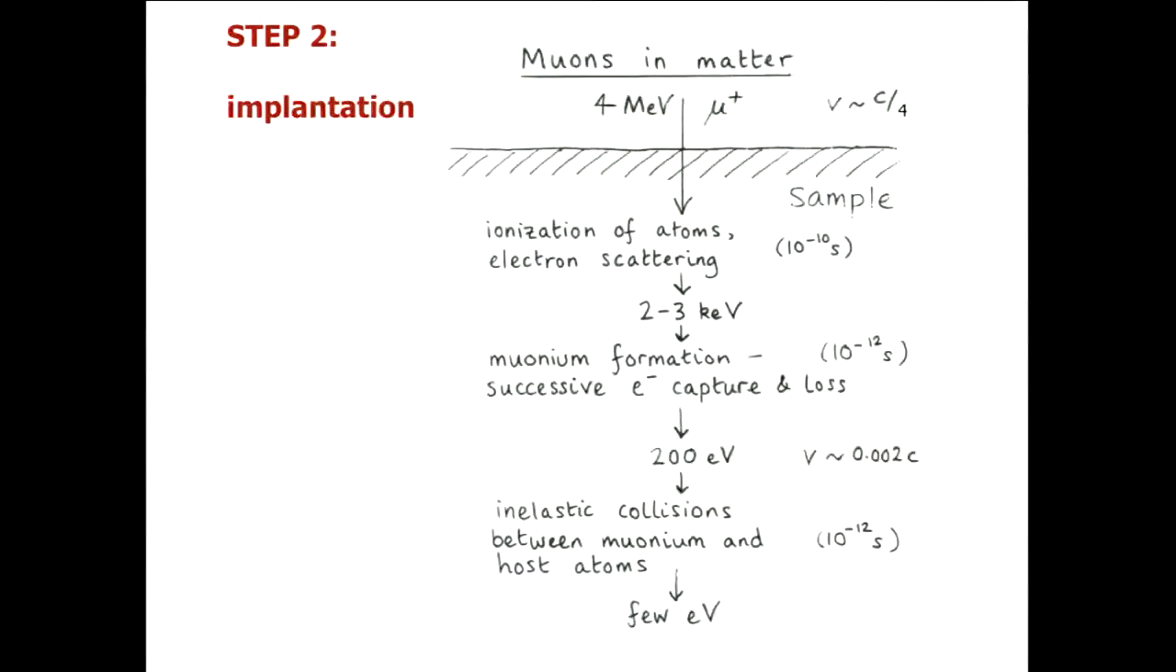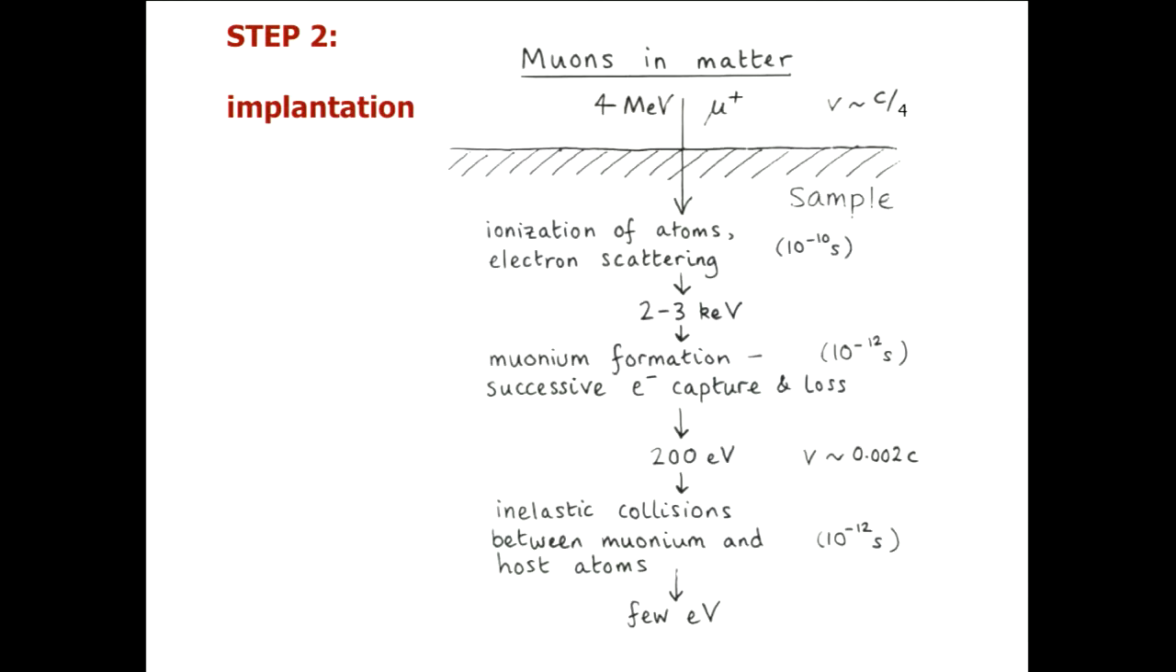Okay, step 2, now you've got your muon beam, you implant them in your sample. So the muons fire into the sample. They then go through a whole series of slowing down processes. So they'll ionize some atoms, they'll scatter some electrons, they go through a series of electron capture and loss processes. So they'll pick up an electron and then shed it, pick up an electron and then shed it. And their energy will sort of wind down, so you'll go from about 4 million electron volts down to a few electron volts.